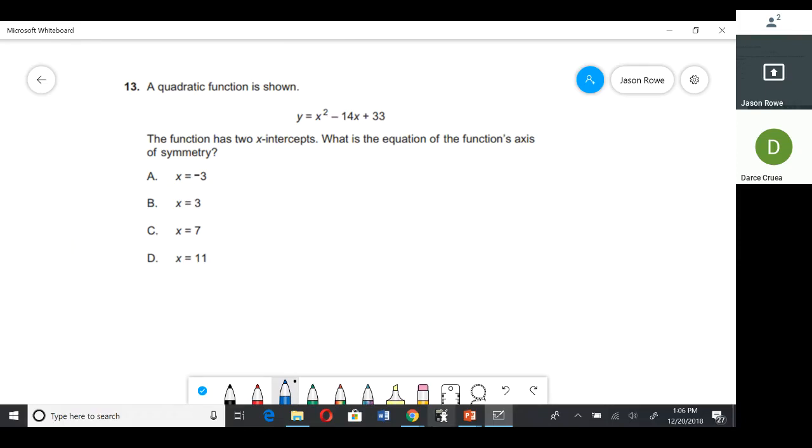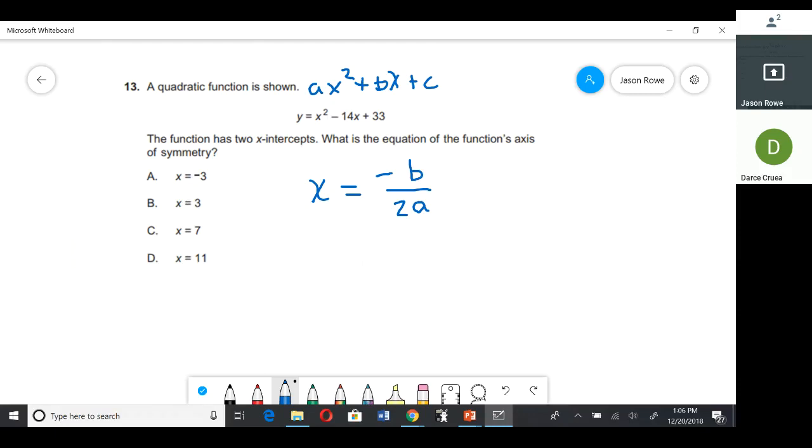All right, so we got a quadratic equation that says the function has 2 x-intercepts. What is the equation of the function's axis of symmetry? Okay, and we talked about this with quadratics. If you can find the x-coordinate of your vertex, that is your axis of symmetry. And to find that, yes, negative b over 2a. So you look at your coefficient of x squared is a, your coefficient of x is your b.